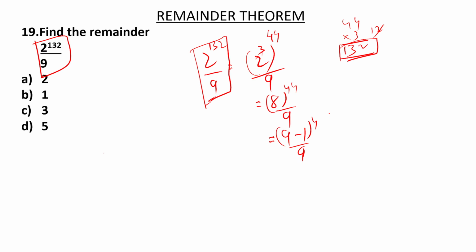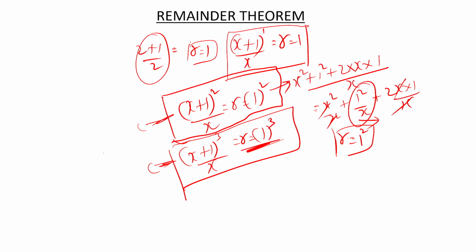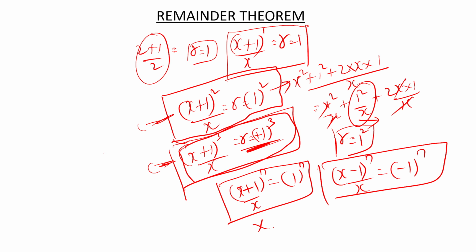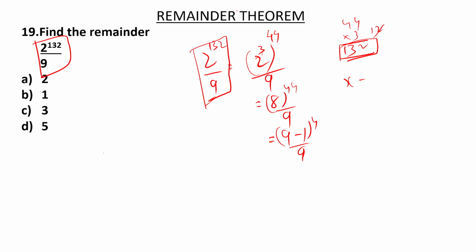Before that, let me go back here. Since we had plus 1 here, x plus 1 whole power n by x gives remainder 1 power n. This is the main formula. In case we get minus here, x minus 1 whole power n by x, we'll get minus 1 whole power n. These are the important formulas. Please remember them. That's what I used here.